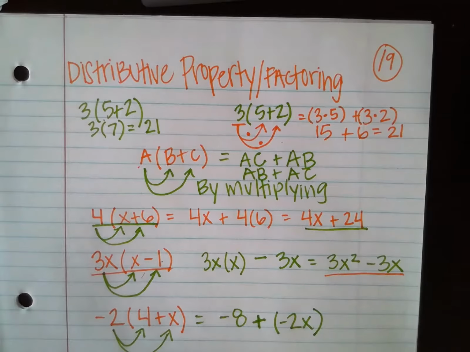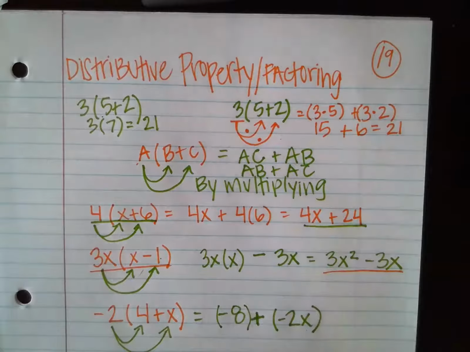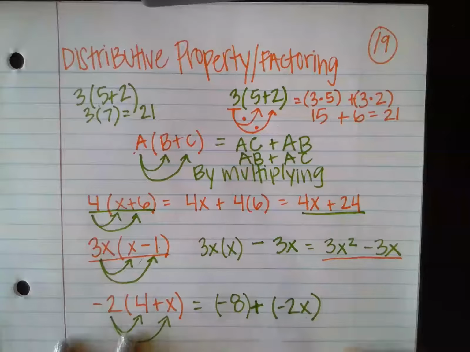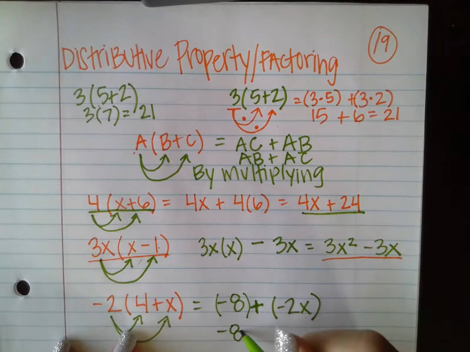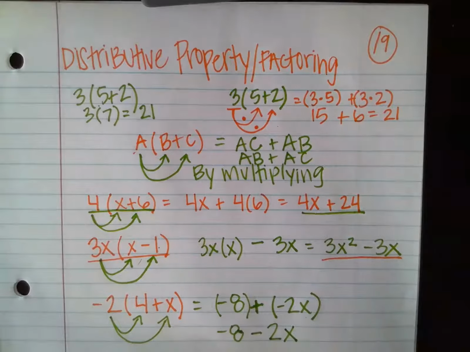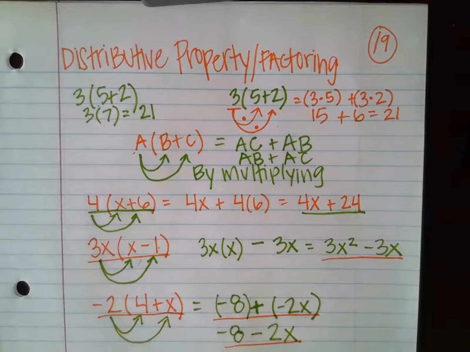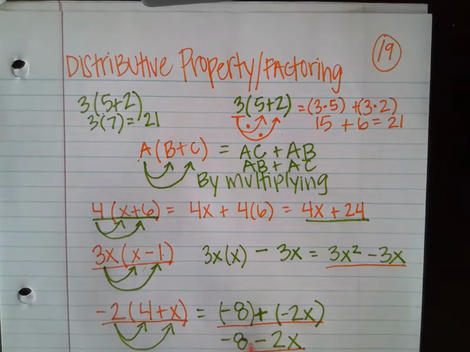So this is what it looks like here. Now I'm adding a negative, so I can keep it like this. Or I could also rewrite this problem like this: not negative x, negative 8 minus 2x. These two mean the same thing. When we add a negative, it's the same as subtracting a positive. So all three of these expressions mean the same thing. This is just in the distributed form, and this is what's in its unsimplified form.